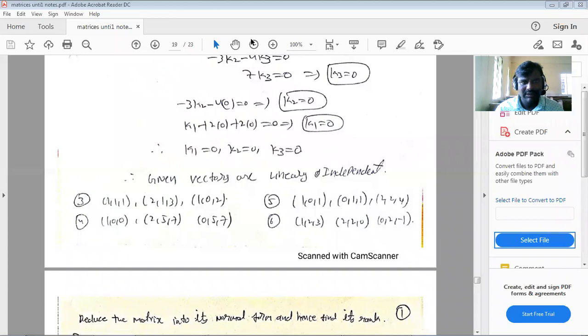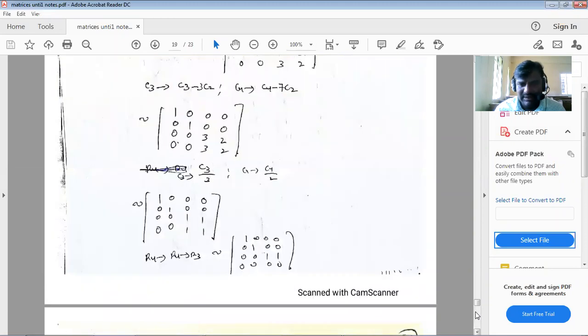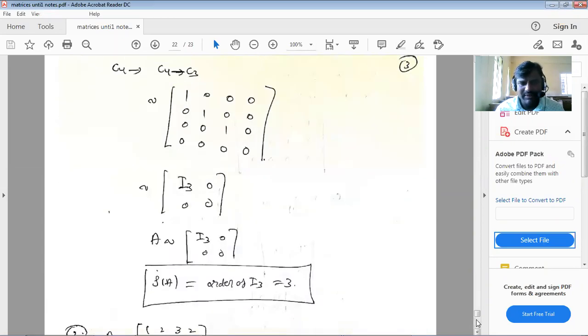Yes, good. I'm expecting we did correct, all are good. Now this is solving the linearly dependent and independent vectors. Yes. Now I'll go to the next topic.